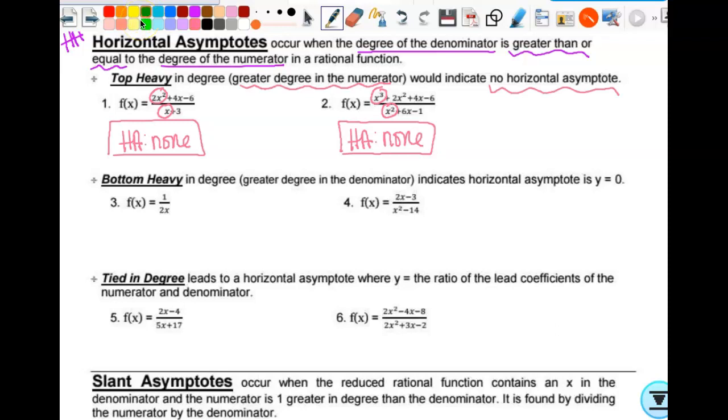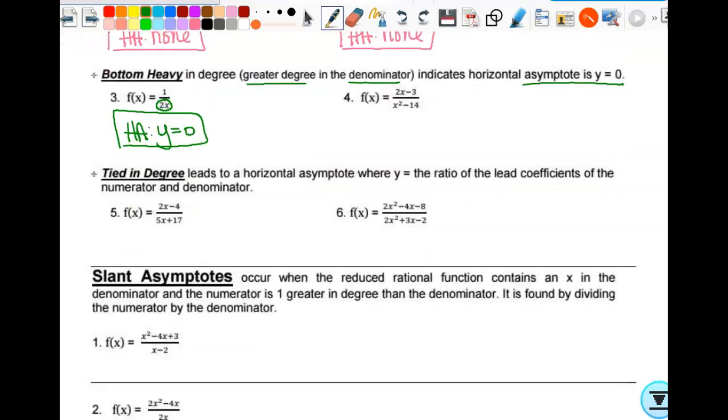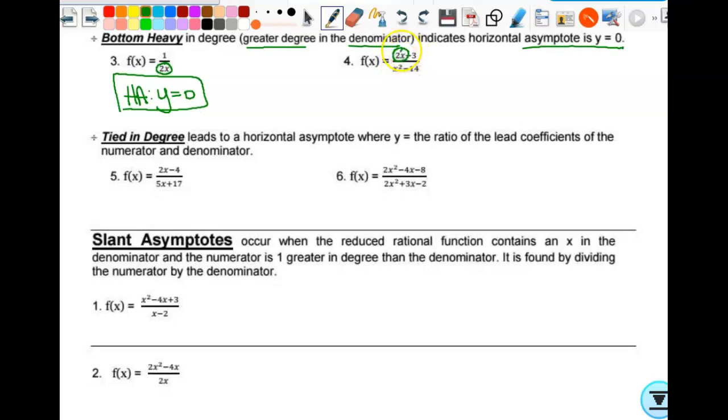So bottom heavy, greater degree in the denominator, indicates a horizontal asymptote at y equals 0. So when you look at this one, you got 2x to the first in the denominator. There's not even an x in the numerator. Clearly that's bottom heavy. So your horizontal asymptote is at y equals 0. When we look at 4, you look at 2x and you look at x squared. The degree is larger in the denominator, which makes it bottom heavy. So your horizontal asymptote is y equals 0.